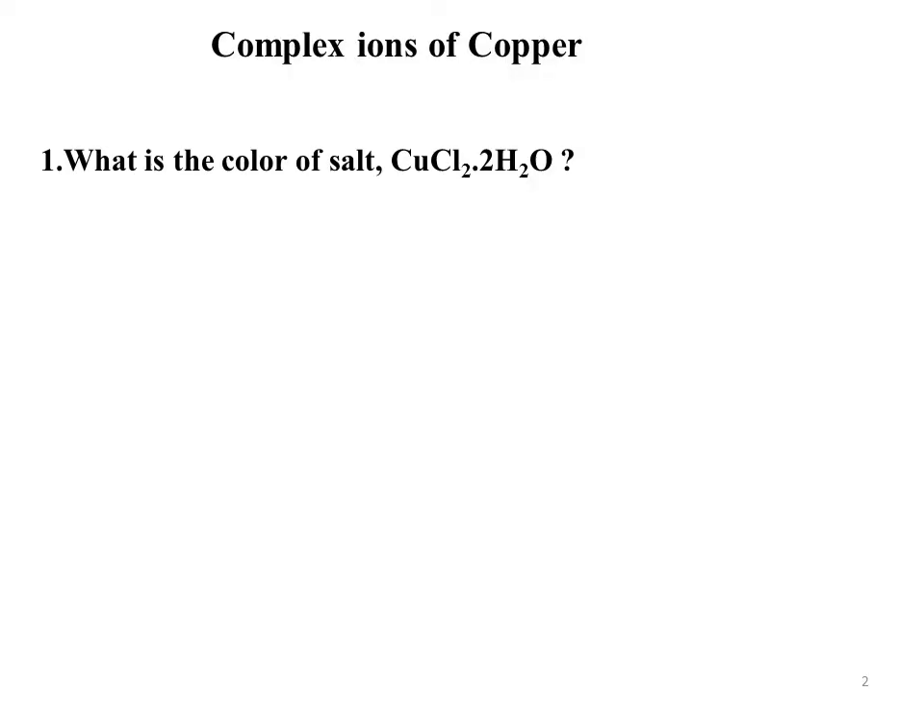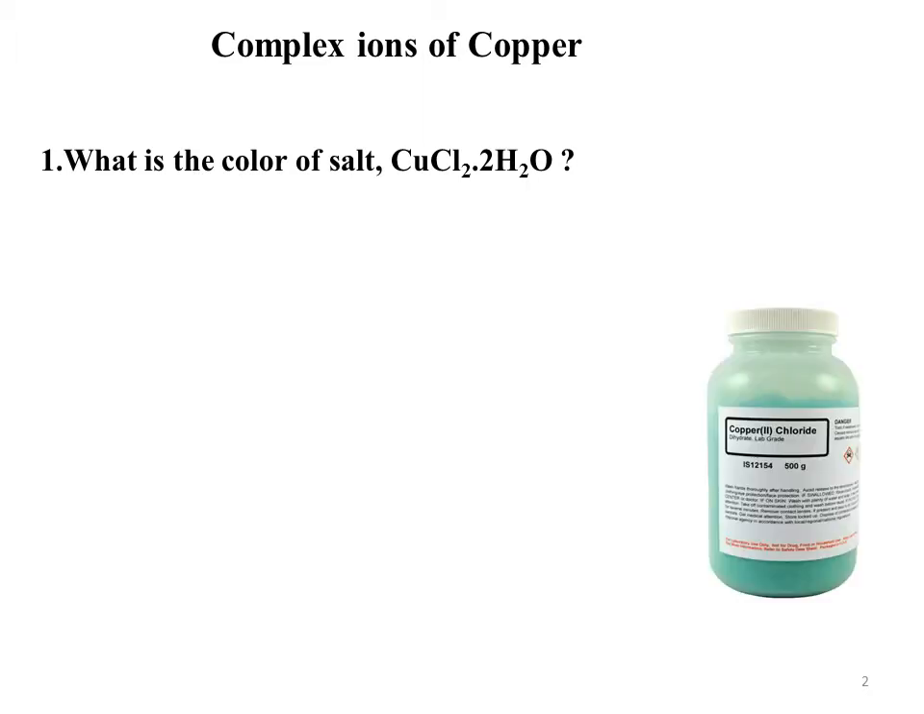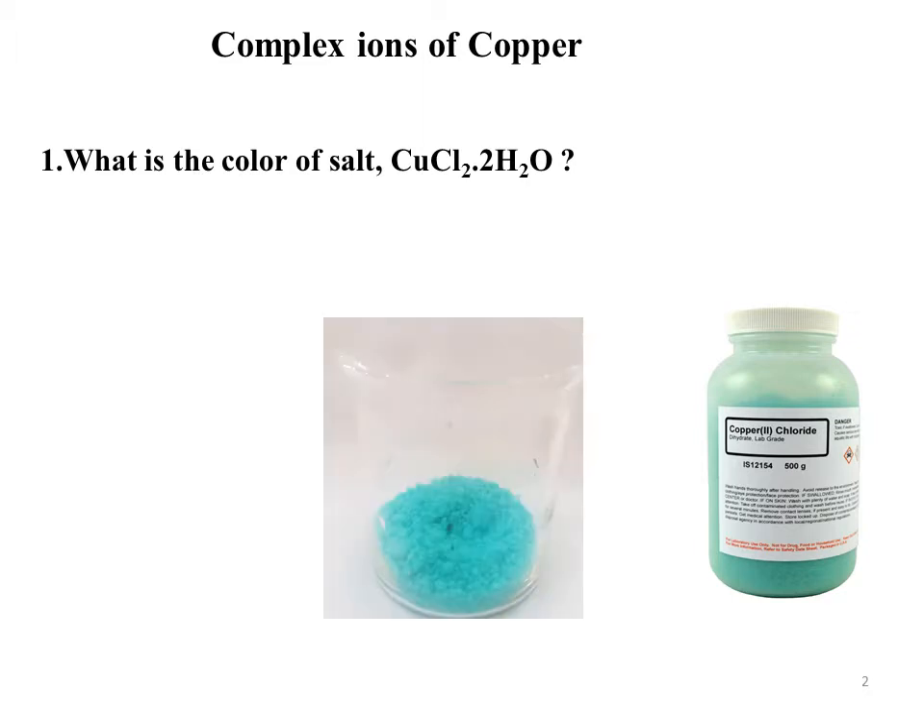What is the color of the salt? Copper 2 chloride dihydrate. Here you can see the picture below where the salt is in a container. Now after taking out the salt from the container, in a beaker you can see the color more clearly. Now you have to report the specific color of the salt, either it is light green, very light green, dark green, or sea green in color.